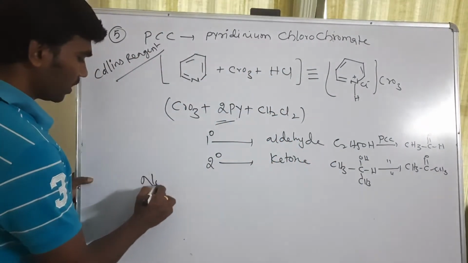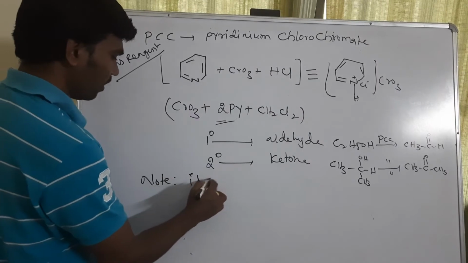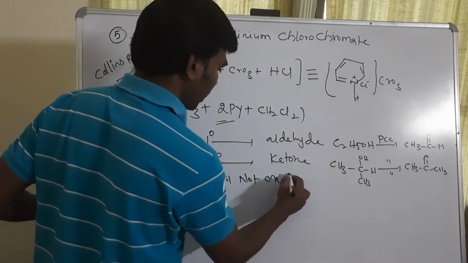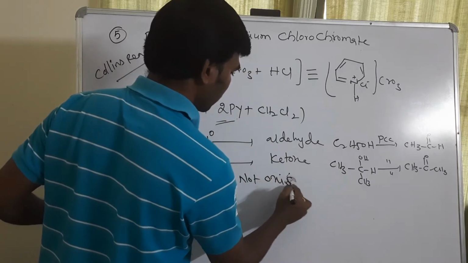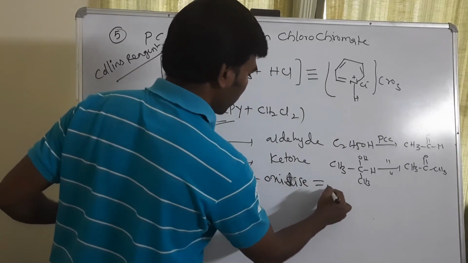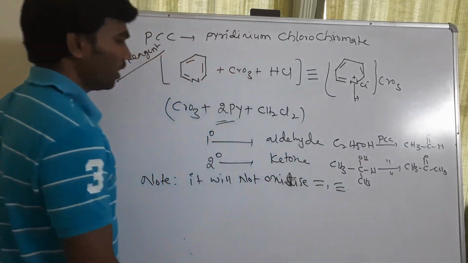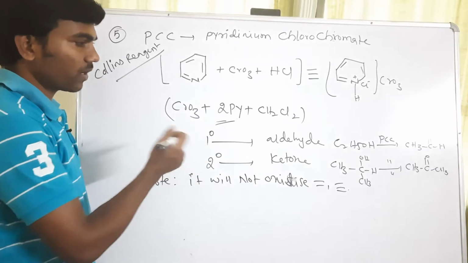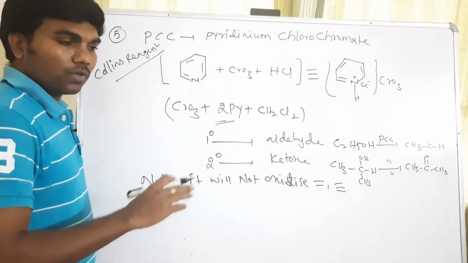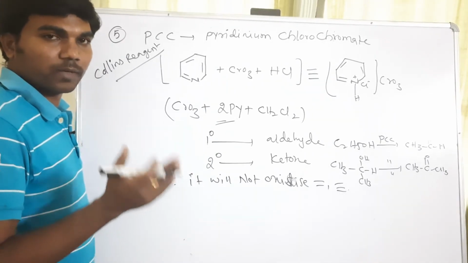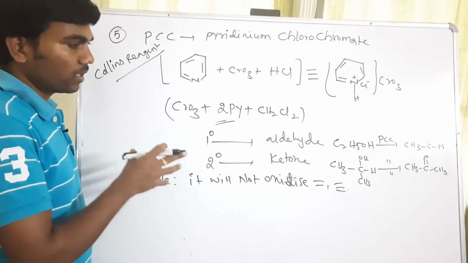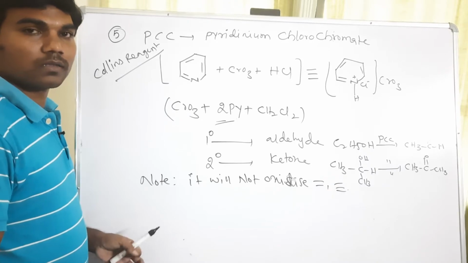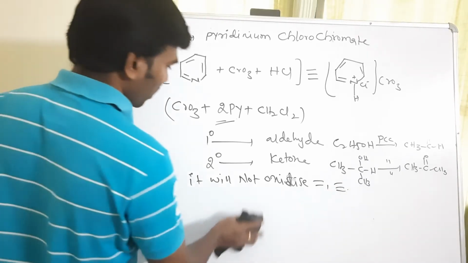It will not oxidize double bond and triple bond. That is why, as I told you previously, alcohols containing double bonds and triple bonds can also be oxidized with the help of this method. If we take any other oxidizing agent, it may disturb the double bond and triple bond, so this is the best oxidizing agent for oxidizing compounds which have double bonds and triple bonds.